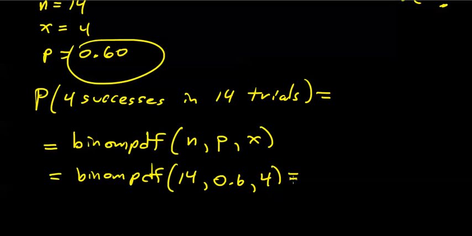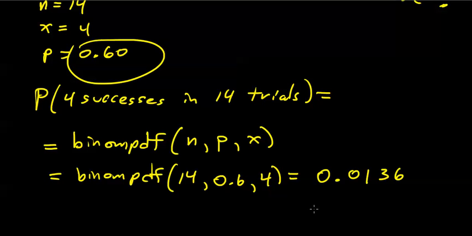So let me go ahead and plug this into my calculator to make sure I'm doing it right. Again, I hit second, distribution, scroll down to the 0 entry, call up the command into my home screen. I got 14 trials, comma, 0.6 for the probability of success in any trial, comma, and then we're looking for a particular 4 successes in 14 trials. I grind this out, and I get 0.0136. It's pretty easy, please.